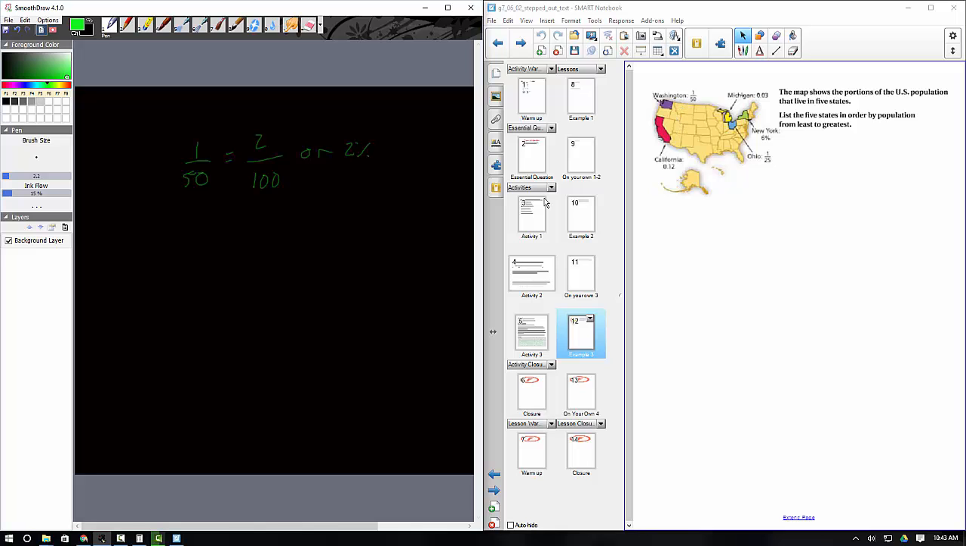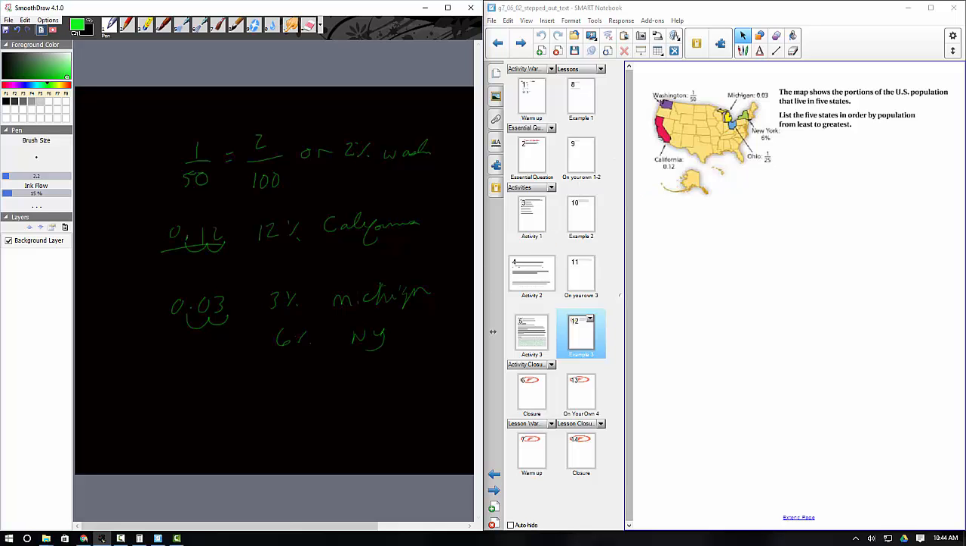Not very many people live in Washington. California is 0.12. And if I want to move this over into a percent, I move over 2 spots and add a percent sign. So 12%. And that'll be California. And this is Washington. Michigan is 0.03. I move over 2 spots and I get 3% Michigan. Next one is New York, and that's 6%. So let's put down 6%. And that is New York.